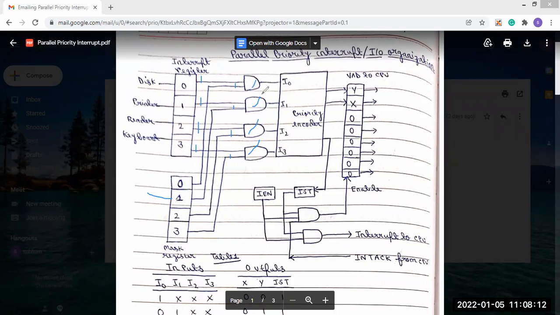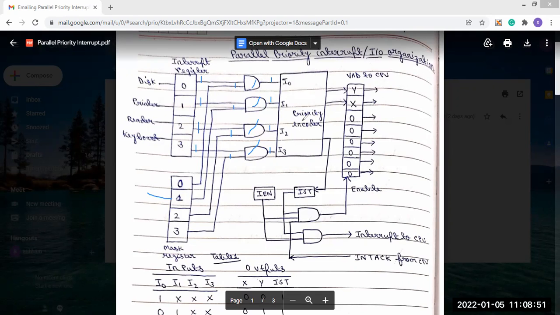Now the AND operations will be performed over these two inputs, because the inputs are going to the AND gate. So one AND one gives one: the value will be one here, one here, one here, and also one here. Now all of these inputs are one, and all of them are going to the priority encoder.